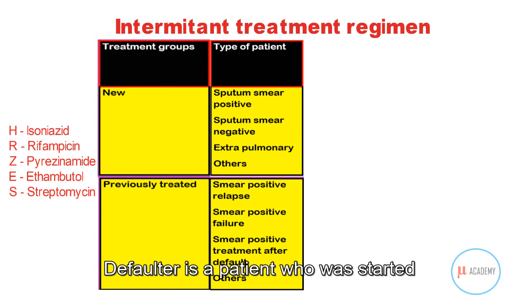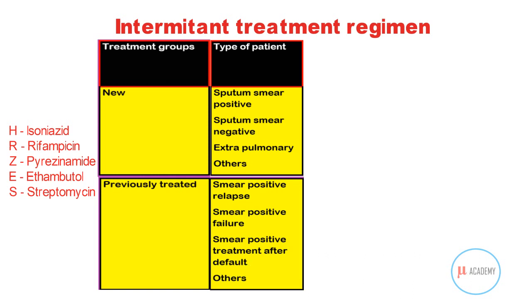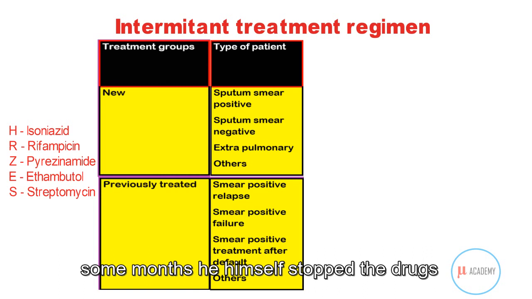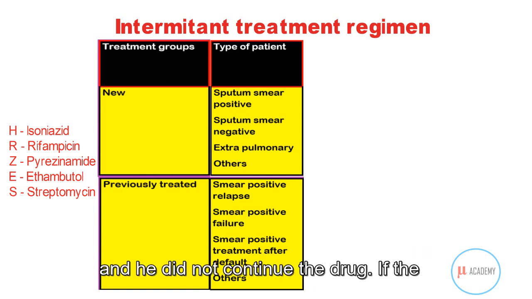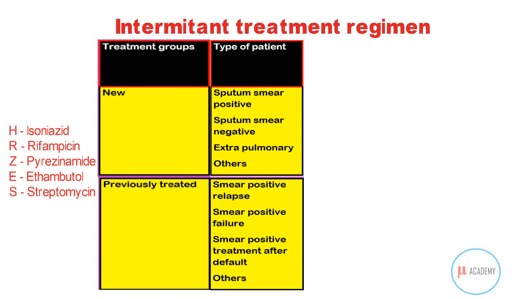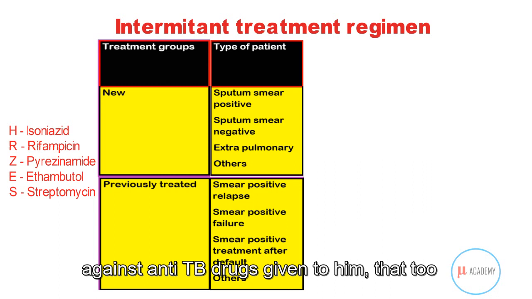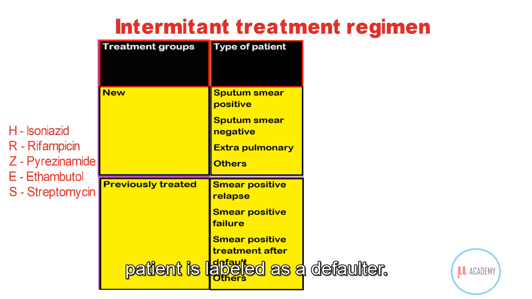A defaulter is a patient who was started on anti-TB drugs, but after a few months he himself stopped the drugs because of personal reasons and did not continue. If the patient has very poor compliance with the anti-TB drugs given to him for 2 or more months, that patient is labeled as a defaulter.